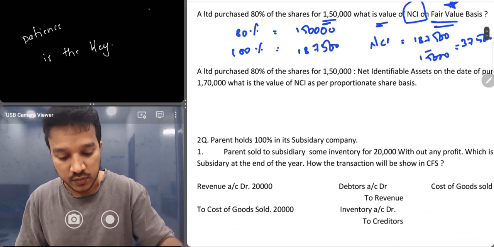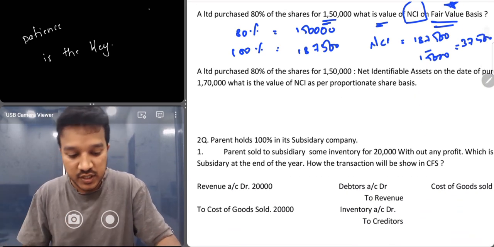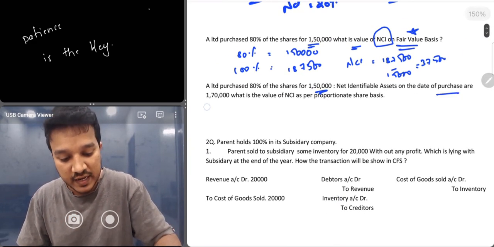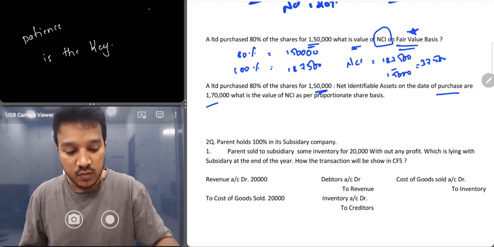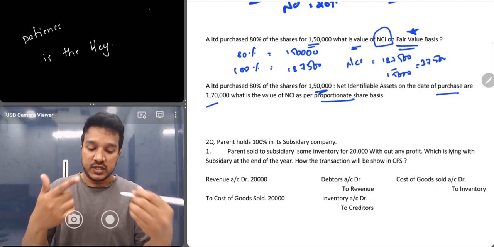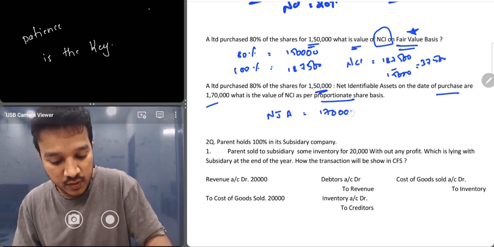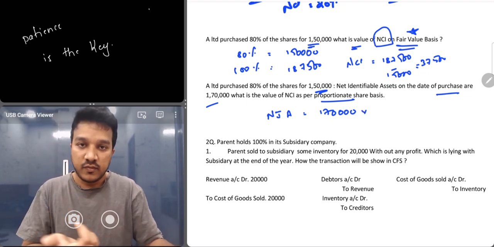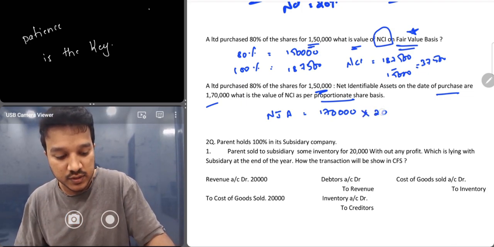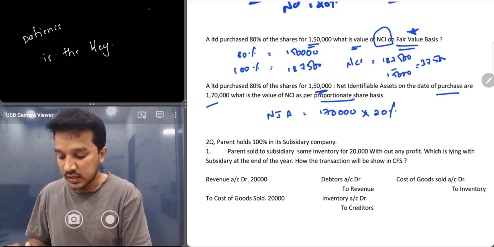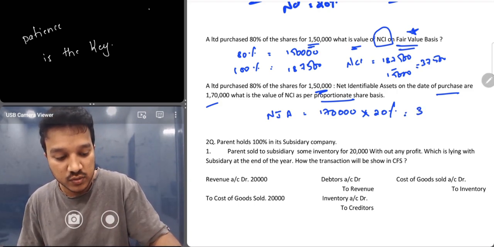Okay, now let's see another question. A Limited purchased 80% of the shares for 1,50,000. Net identifiable assets are also given here. The net identifiable assets of the subsidiary are 1,70,000. What is the value of non-controlling interest on a proportionate share basis? Whenever there is a proportionate share basis, you have to take the net identifiable assets, that is 1,70,000, multiplied by the percentage of non-controlling interest, which is 20%. So it comes to 34,000.